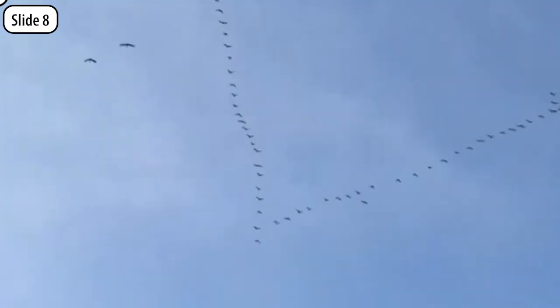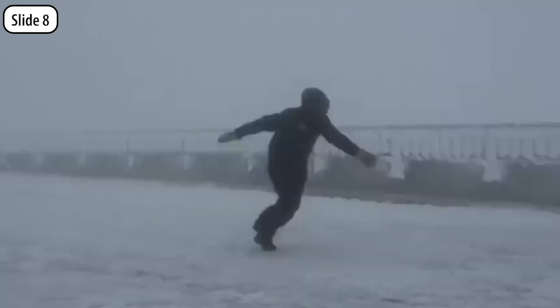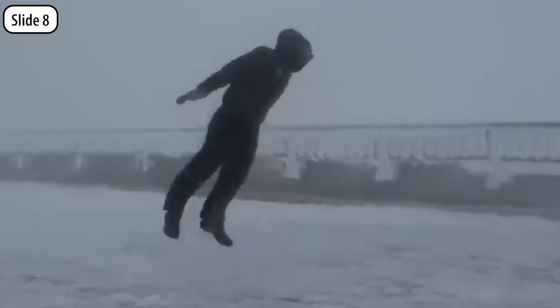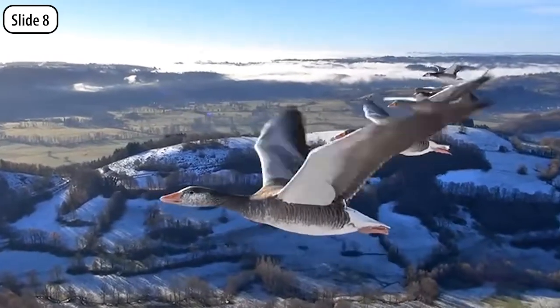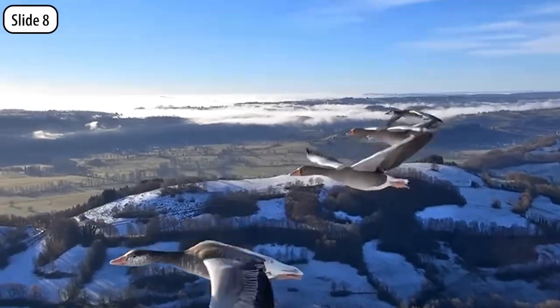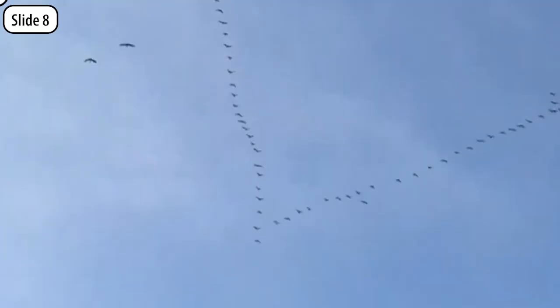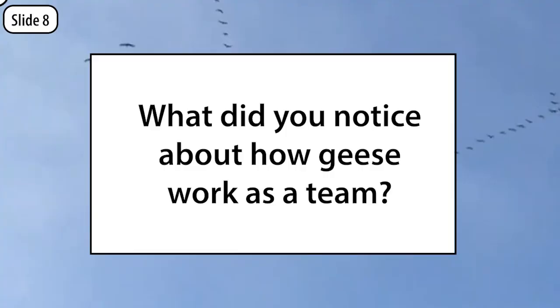After you've watched this video, think about a time when you tried to walk against the wind. For those who've never tried walking into the wind, we can assure you it's hard, but it's nothing compared to the wind gusts that geese need to fly through. That's why they use the V formation. Now let's talk about the video. What are some of the things you noticed about how geese work as a team?